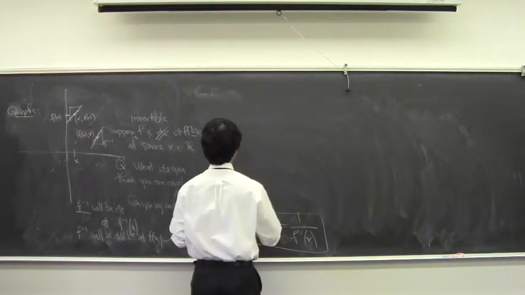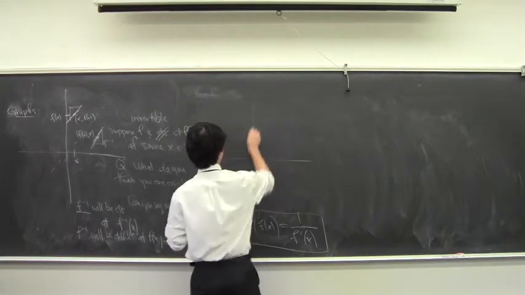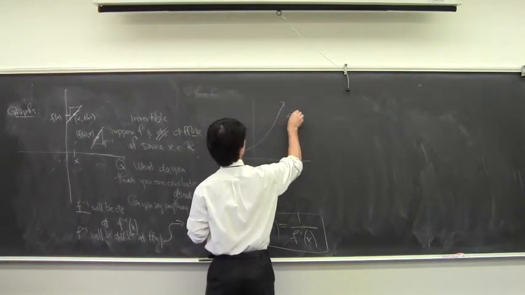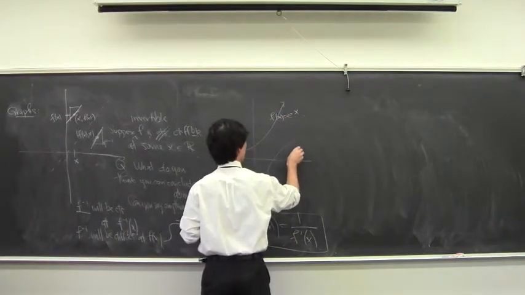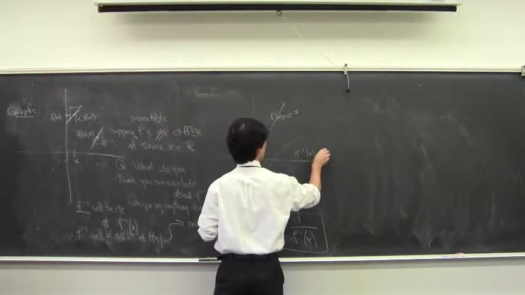Oh, I just erased it. Sorry. f of x is e to the x. Here we have the f inverse, which is the natural log function.